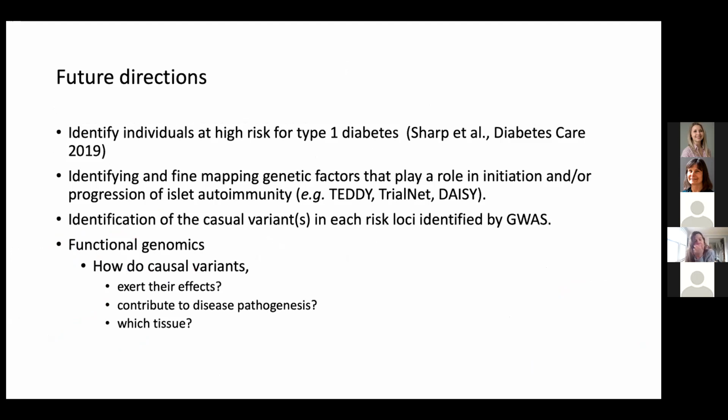So future directions are obviously narrowing down the causal variants in each region, identifying these causal variants, in which tissue they function, in which genes they regulate, at which developmental stage it's important. And there's a lot of effort in now collecting functional data to tease out and understand the biology underlying the autoimmune process in type 1 diabetes.